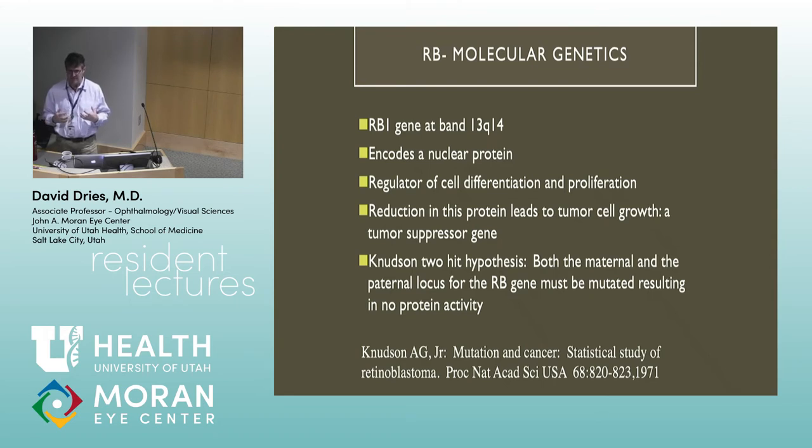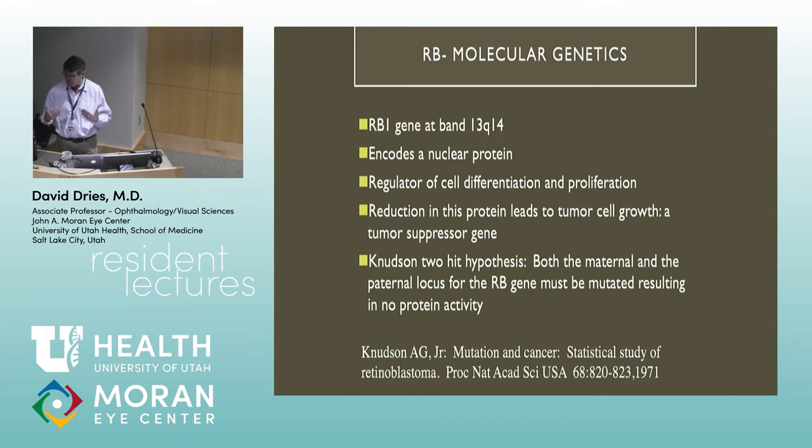Different family, parents are completely normal. They've never heard of retinoblastoma. They have a baby, and it's unilateral retinoblastoma. Not bilateral, but unilateral retinoblastoma. And mom has a dry mouth and says, I'm pregnant. What's the chance that my next child has retinoblastoma?